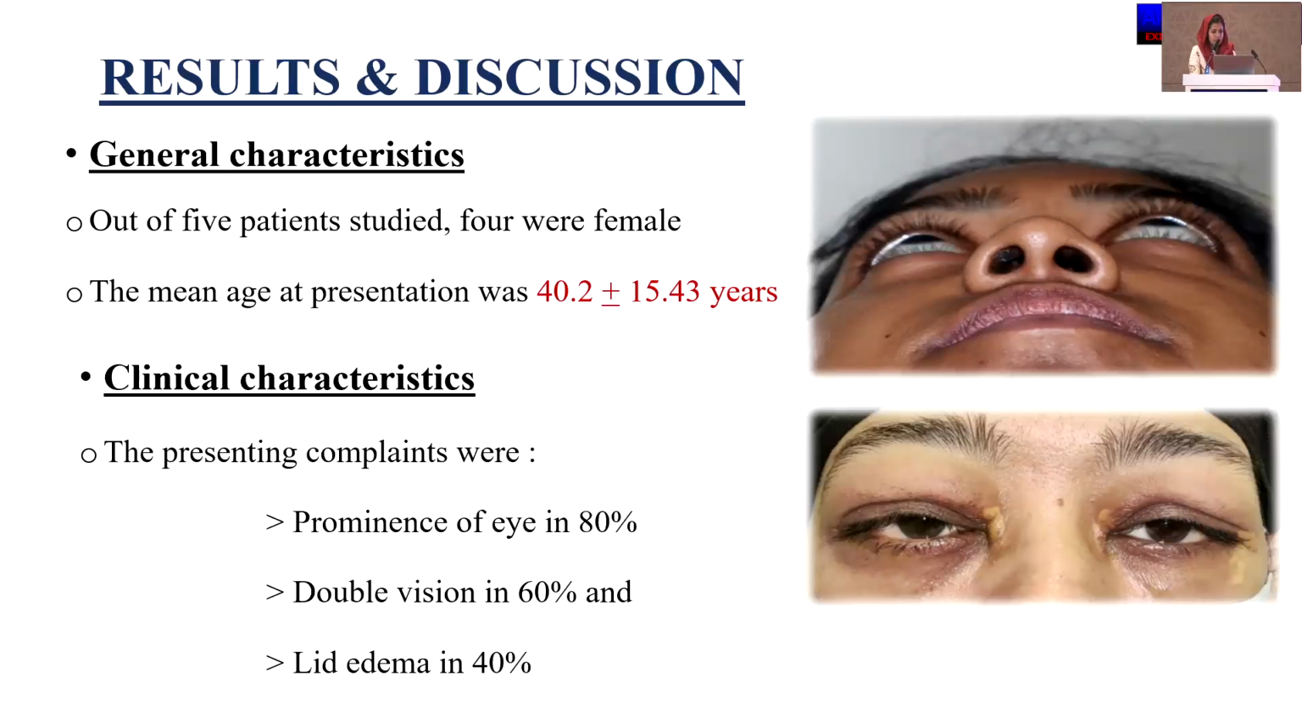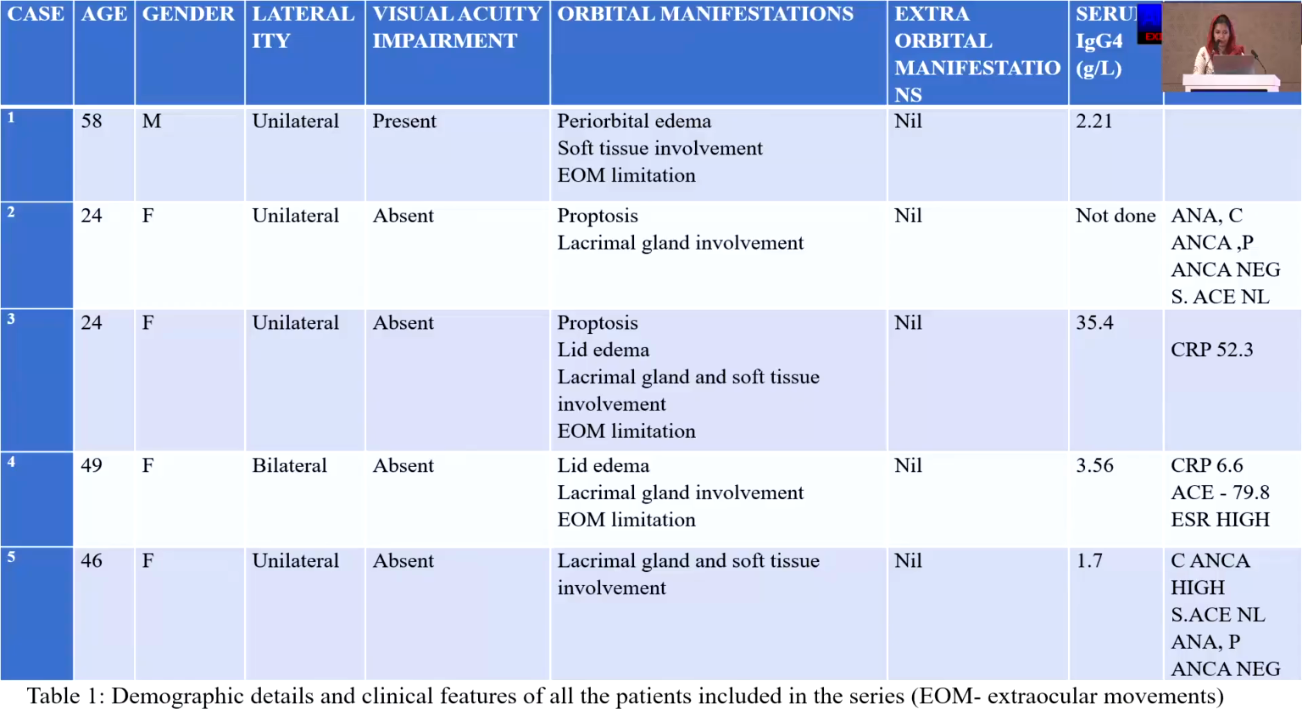Moving on to the results and discussion, out of 5 patients studied, 4 were female, and the mean age at presentation was 40.2 plus or minus 15.43 years. The presenting complaints were prominence of eye in 80%, double vision in 60%, and lid edema in 40%. This table shows the demographic details and clinical features of all the patients included in the series.